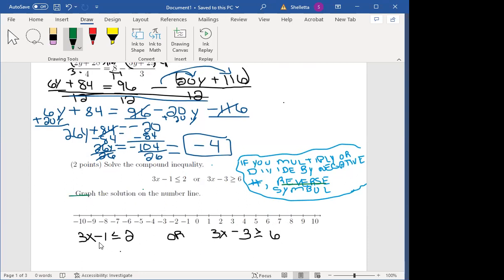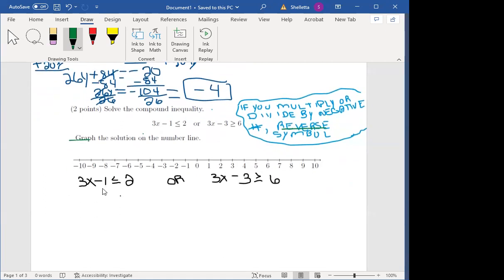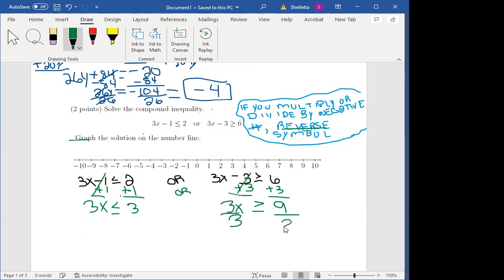So we're going to solve the first one by adding 1 to both sides of this inequality. And then we're going to divide by 3. So we'll get 3x less than or equal to 3. Or let's add 3 to both sides of the second inequality. We'll get 3x greater than or equal to 9. And then let's divide both sides by 3. So we'll get x greater than or equal to 3.